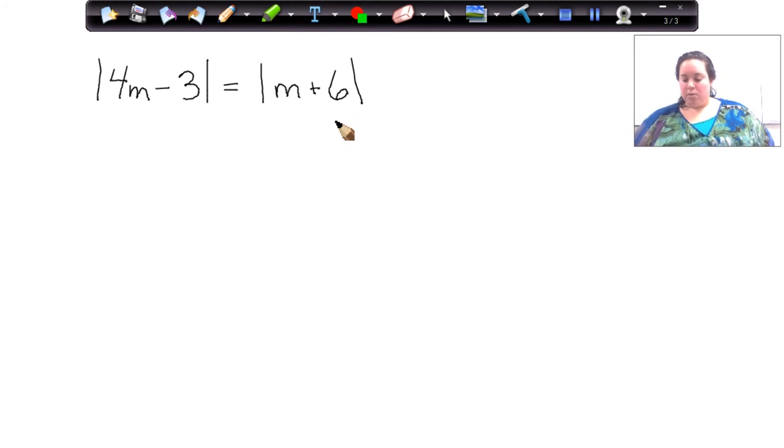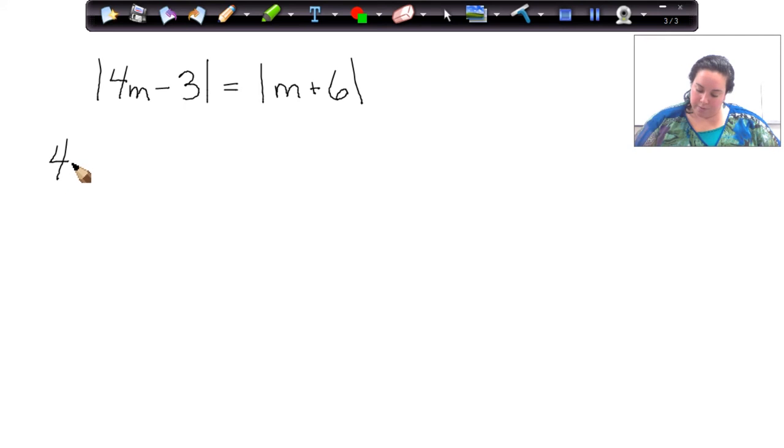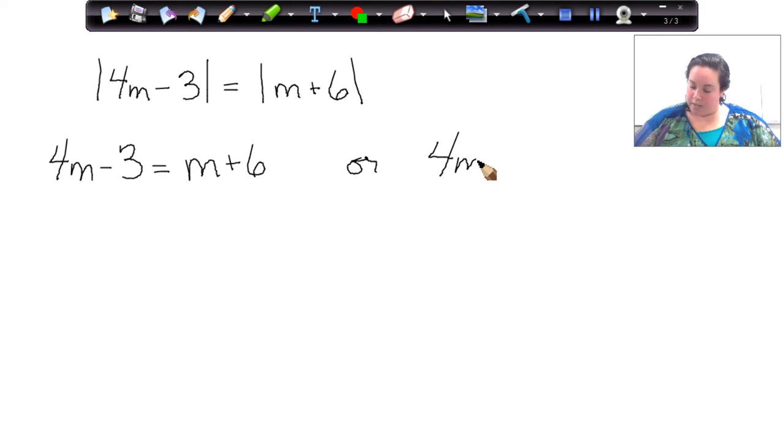What if we have an absolute value on either side? Well, either these two things can have the same sign or they can have different signs. So again, either 4m minus 3 equals m plus 6, or if they're negatives of each other, 4m minus 3 equals negative m plus 6. Okay, and then we could solve each of these equations separately.